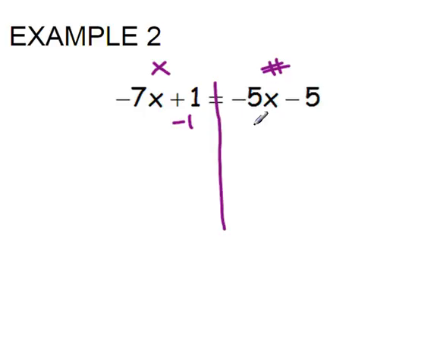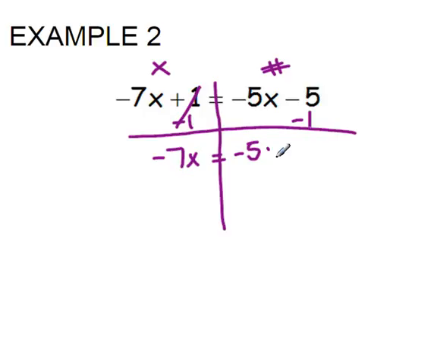Here's a variable, so I need to make sure that this negative 1 goes with the other constant. That will make the negative 1 cancel the positive 1 on the left and leave us with just negative 7x. That's going to equal the negative 5x, which we can just bring down, and then the negative 5 and negative 1, which will make negative 6.